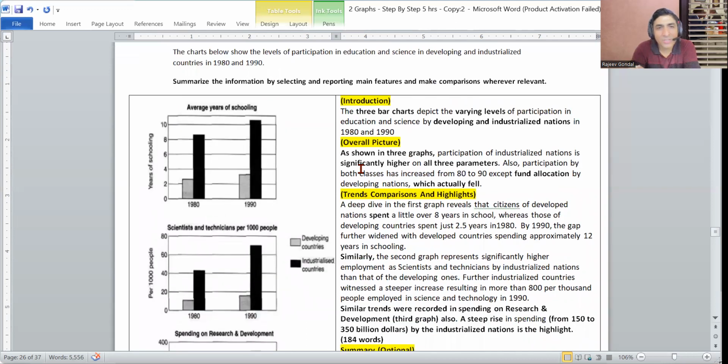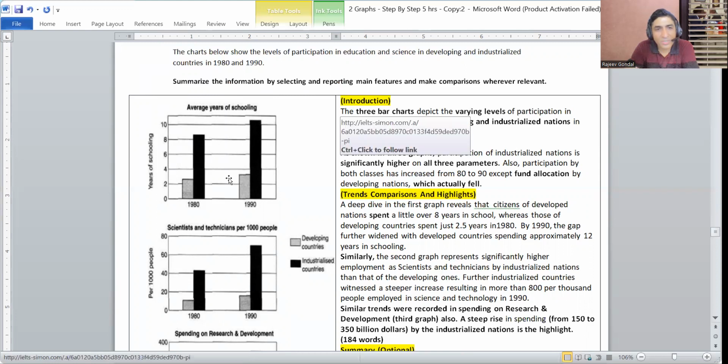Now, the second thing that you should do is write an overall picture. Why should you write an overall picture? Because the question is asking you. It says summarize the information by selecting and reporting the main features, which means the question is asking you to summarize the information, and that's why you start by writing the overall picture.